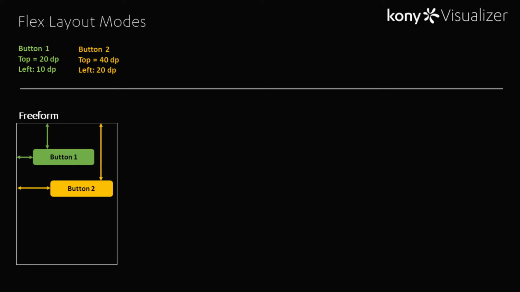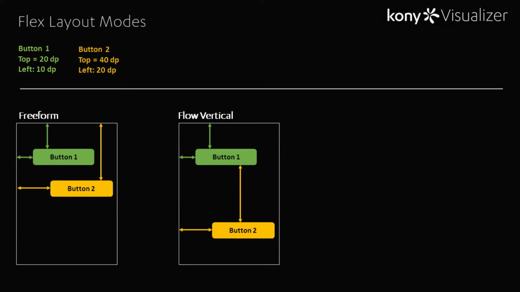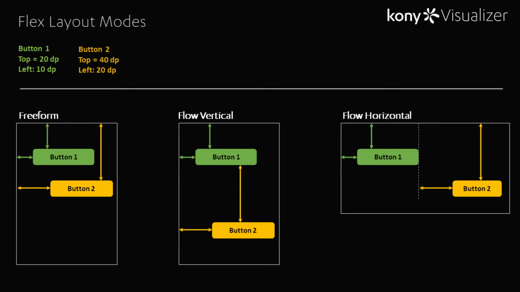Let's look at an example where there are two buttons, each with different DP positions, for the top and left positions. With freeform, the top position of the top edge of the widget is relative to the top edge of the parent container, while the left edge of the widget is also relative to the left edge of the parent container. With flow vertical, notice that the vertical position of the second widget in the container is relative to the previous sibling. And with flow horizontal, the left position of the second widget is relative to the previous sibling.